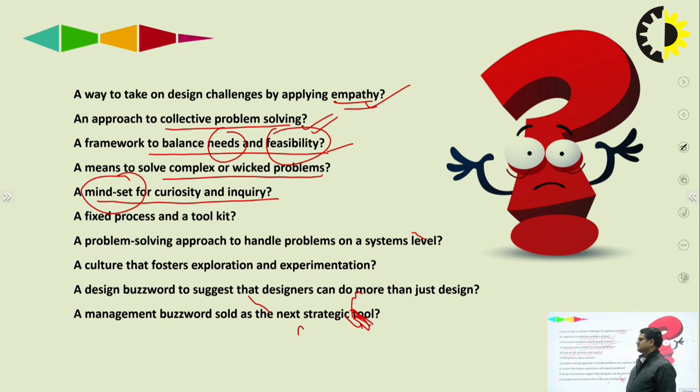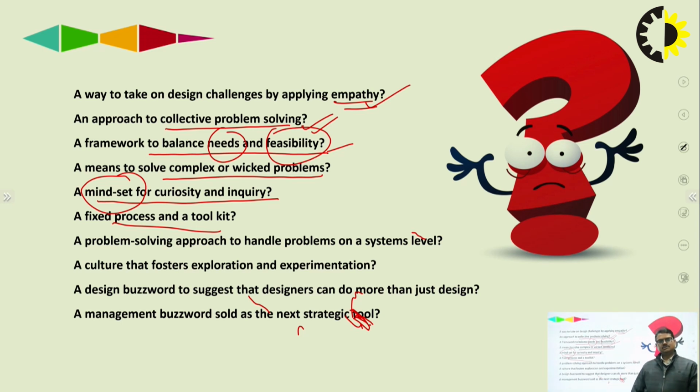Again, the next thing is the fixed process and a toolkit. Yes, it is a well-defined process. You will see in future videos what the main elements of design thinking are. And while we are talking about those elements, I can say that design thinking is a fixed process. There are certain tools available for every stage.